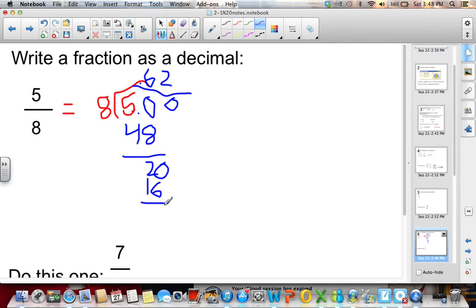How many 8s in 4? Because 20 minus 16 is 4. Well, 0, so then we have to add another 0. Pull my 0 down, and there's 5 8s in 40. So 5 times 8 is 40. And then we know that that's 0, so then that's our answer. So 5/8 we would write as, and we can add a 0 in front of here, 0.625.